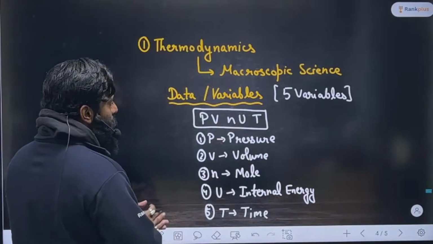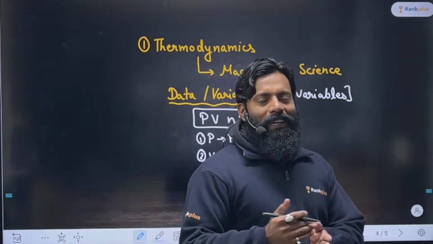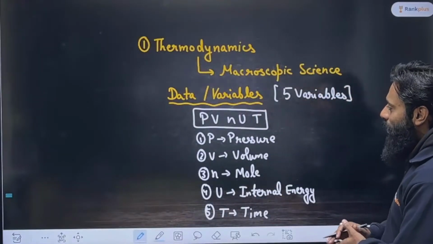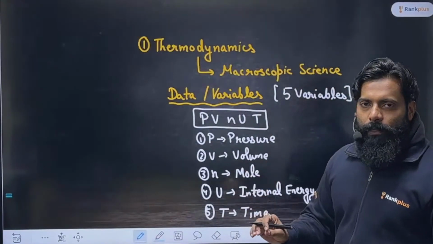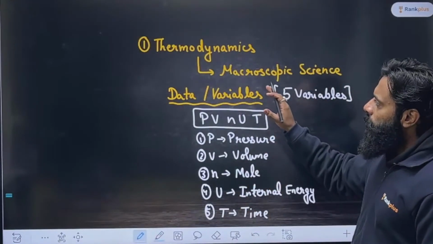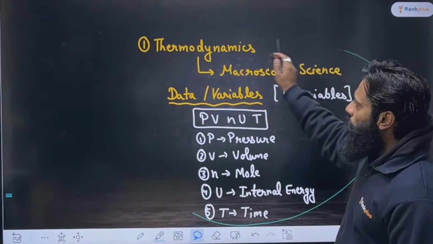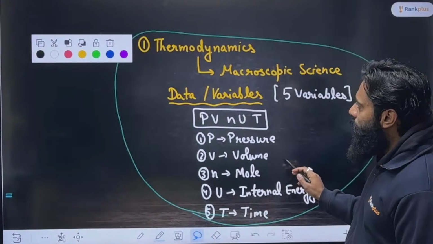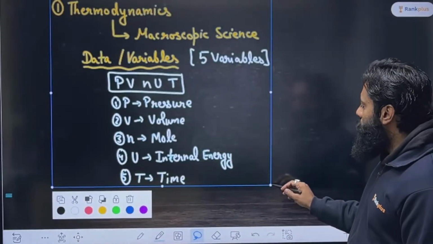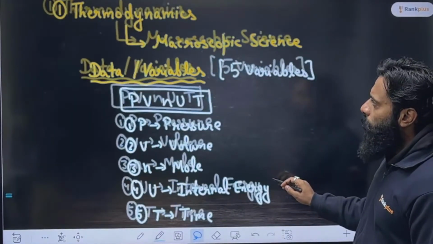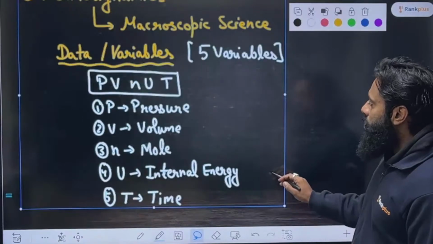So these are the 5 variables which we must know, and we have to handle only these 5 variables whenever we are dealing with numericals related to thermodynamics in physics. There are also some terms like entropy and Gibbs energy that we will use, but those are not very important for your JEE Mains exams.